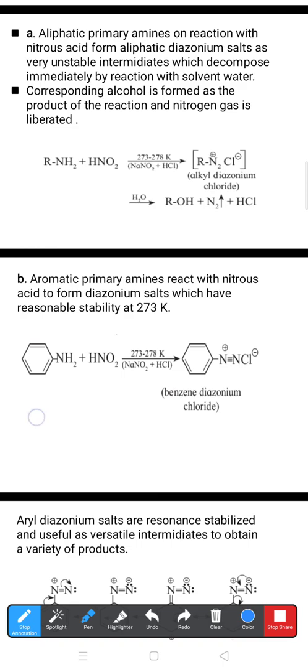Now this aniline reacts with nitrous acid in the range of 273 to 278 Kelvin, in the presence of nitrous acid that can be prepared from sodium nitrite and HCl. It gives benzene along with N plus triple bond N and Cl minus. Here observe the triple bond. That's why the charges are over the nitrogen, plus, and over the Cl, minus. So it is a salt. This salt is called benzene diazonium chloride.